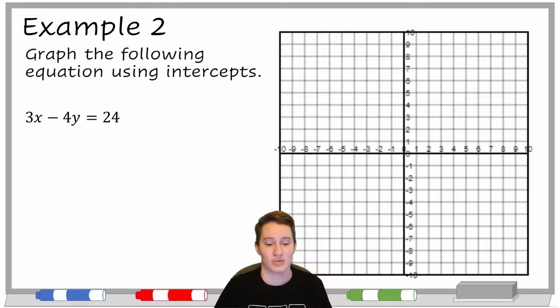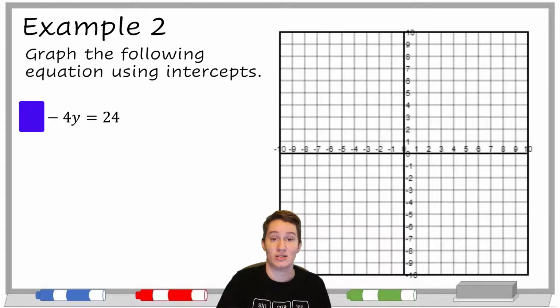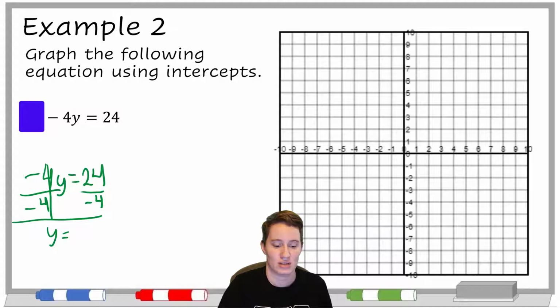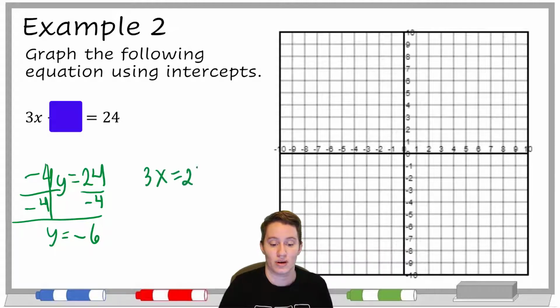So let's do another one, example 2. So I cover up the 3x. I don't cover up the negative, because that negative is a part of the 4. So when I cover up 3x, I get negative 4y equals 24. So I solve that and get y equals negative 6. Then I cover up the negative 4y, and I get 3x equals 24. Divide both sides by 3, and I get x equals 8.